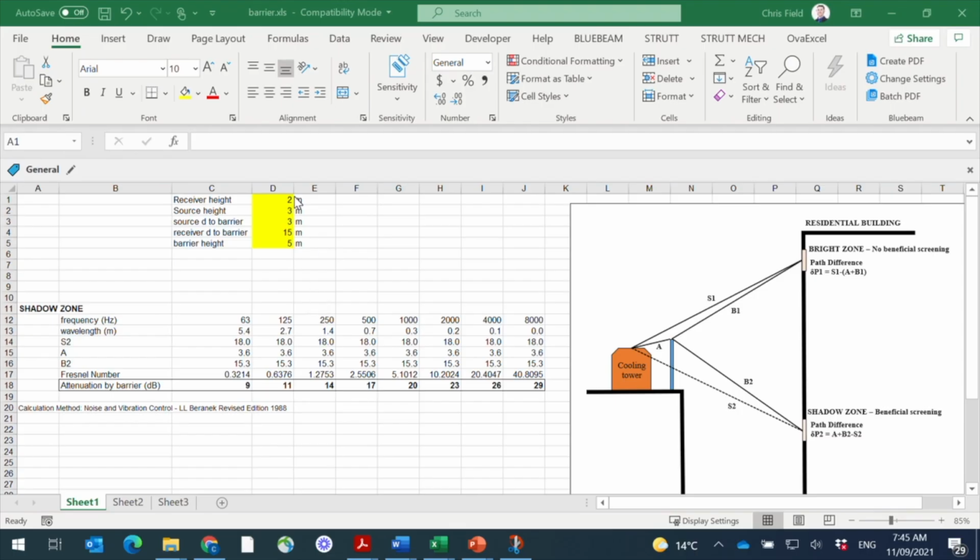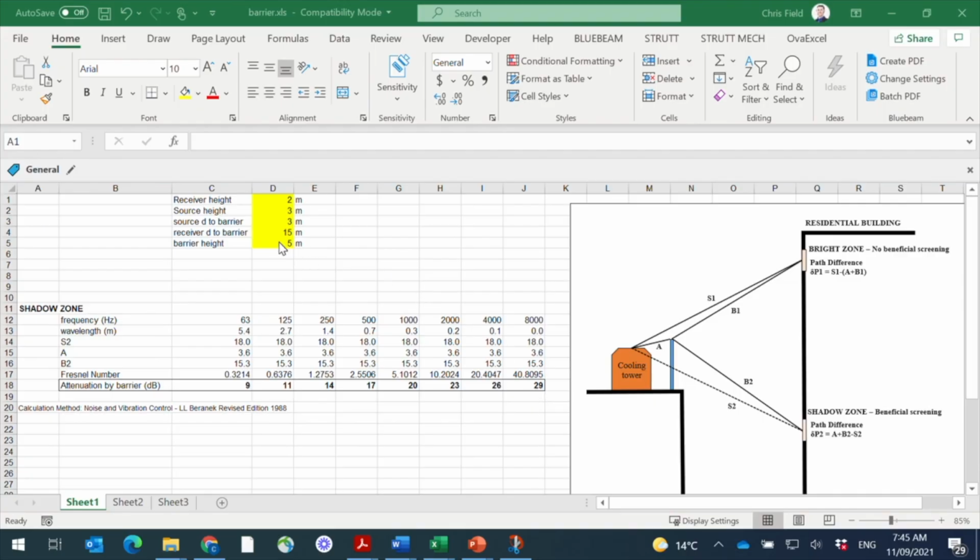So in this configuration here, where we have a barrier height of 5 meters, it is blocking the line of sight between this cooling tower and the receiver location, because the receiver height's 2 meters and the source height is 3 meters. And in this case, you can see for the different frequency bands, it gives the attenuation of 9, 11, 14, 17, 20, 23, 26, and 29 decibels.